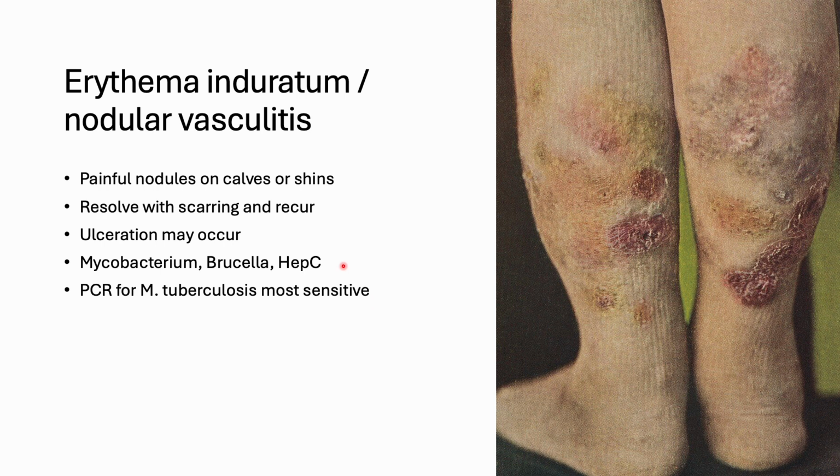And this one is painful nodules on the calves, or mostly the calves, but they can be seen on the shin. Erythema nodosum resolves without any scarring or ulceration. But erythema induratum can resolve with scarring, and ulceration may occur and is quite common. The etiology of erythema induratum includes many types of infections, the most common ones including Mycobacterium, Brucella, or Hep C.